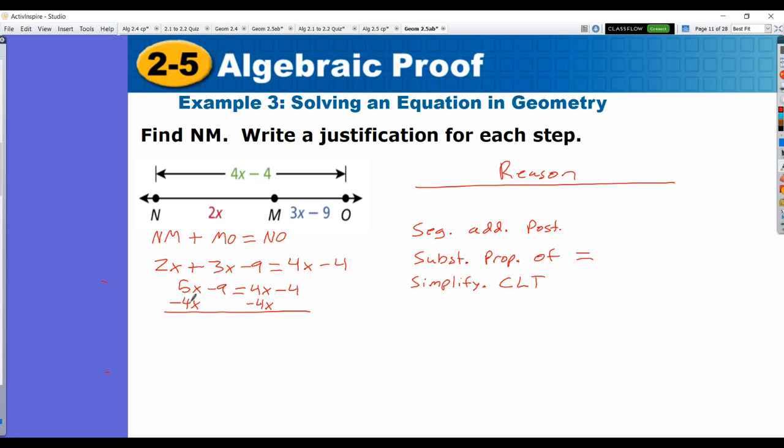So we did the minus 4x to each side. All right, so that's going to get me x minus 9 equals negative 4. Okay, then we need to justify why it is that we could go minus 4x to each side.